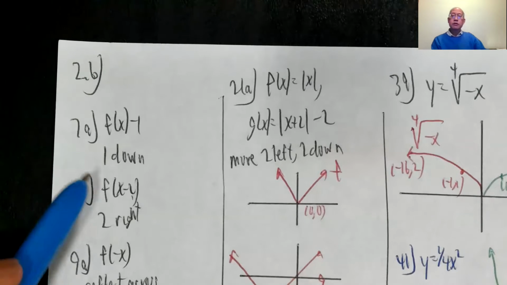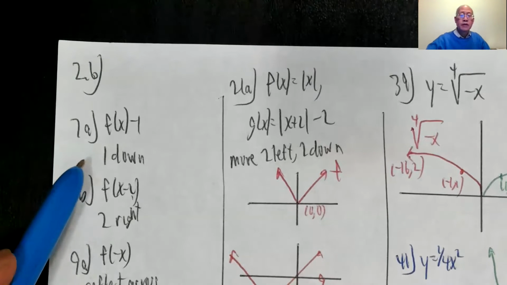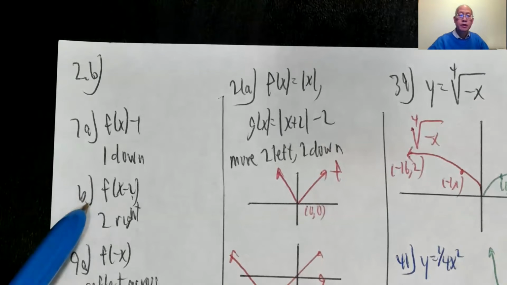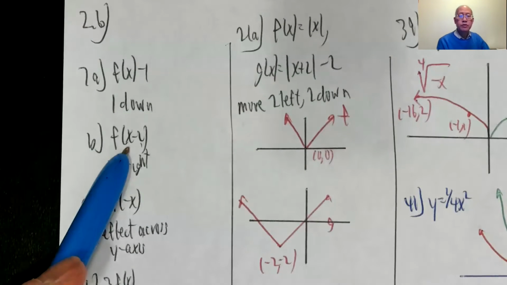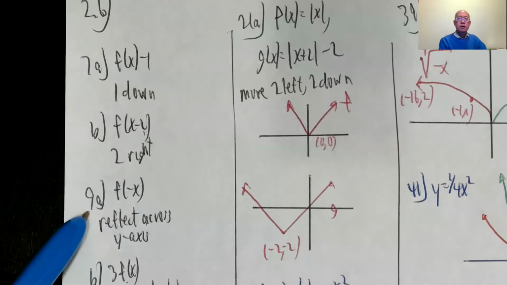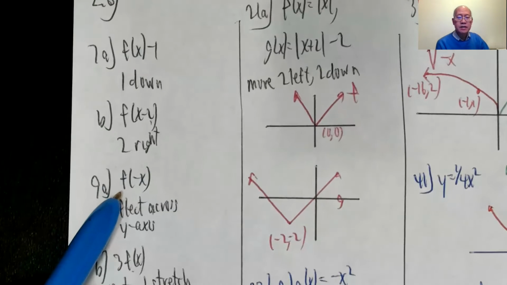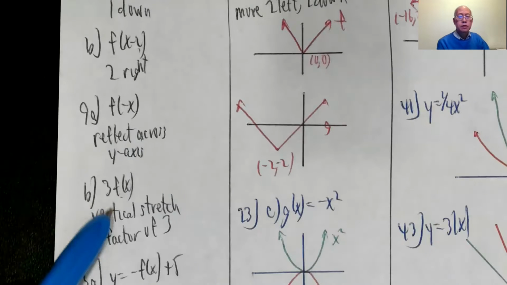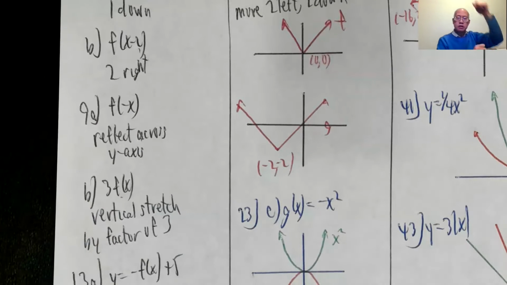Okay, so follow our rules for transformations. F of x minus 1, that's a shift of 1 unit downward for the graph. F of x minus 2 within the parentheses means move 2 to the right. F of negative x, that reflects across the y-axis. 3 times f of x, that's a vertical stretch by a factor of 3. It stretches the graph out by a factor of 3.